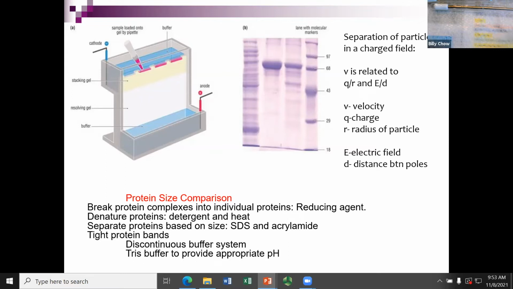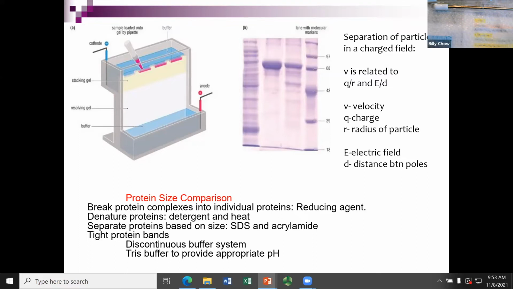Okay, so this is a very simple relationship that we're talking about: V is related to Q over R and E over D. And because we can use the acrylamide gel to separate proteins, you can use it for protein size comparisons, right? So you can see that this is a standard marker lane with molecular markers, so you know the molecular weight of all these proteins.